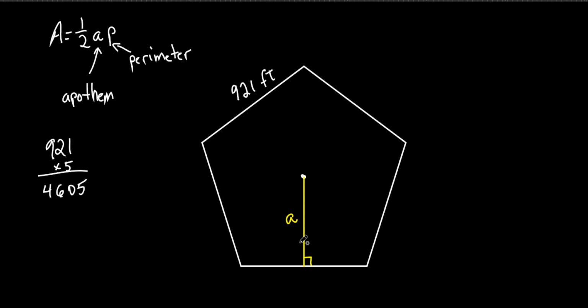Now they give it to you in... Oh, why would they do this? Anyway, let me read this problem again. Find the area enclosed by the pentagon to the nearest tenth of an acre, if each outer wall is 920 feet long, and they tell you what 1 acre is. Why would they do that? Let's just keep it in feet. Is that all right?